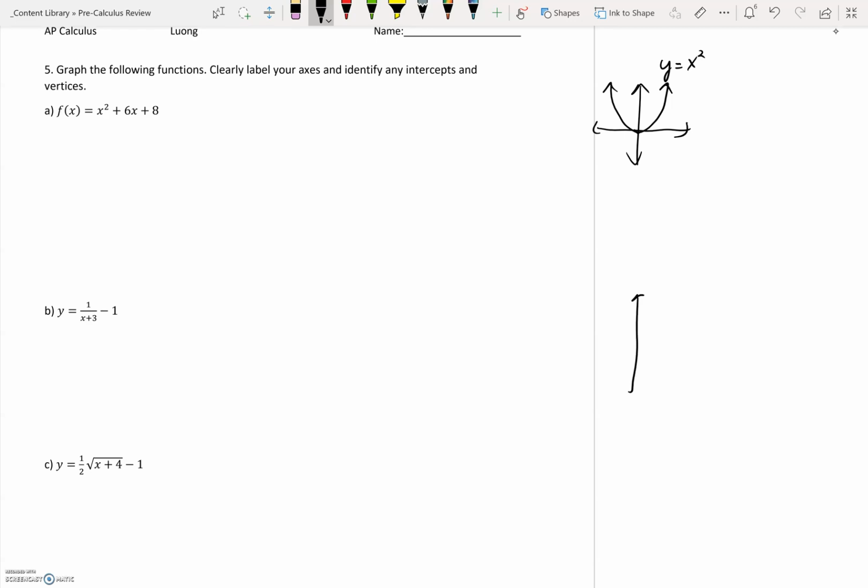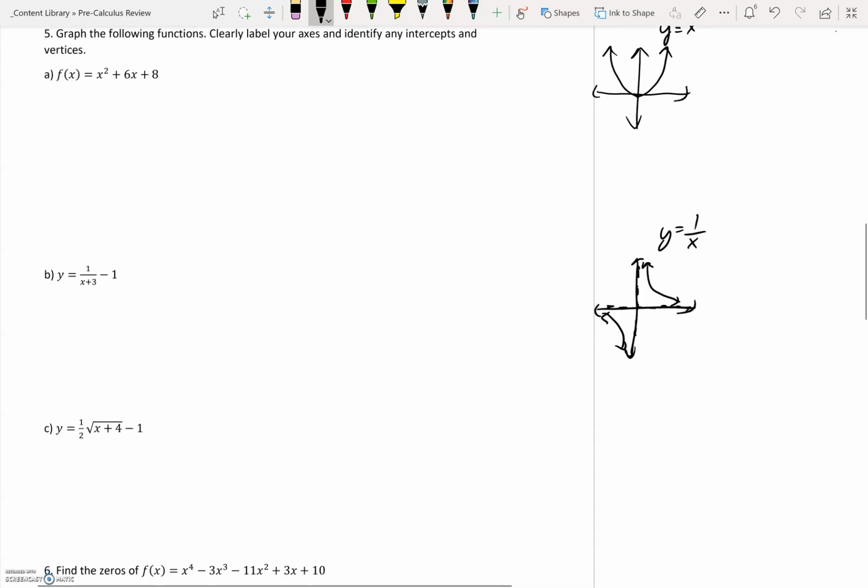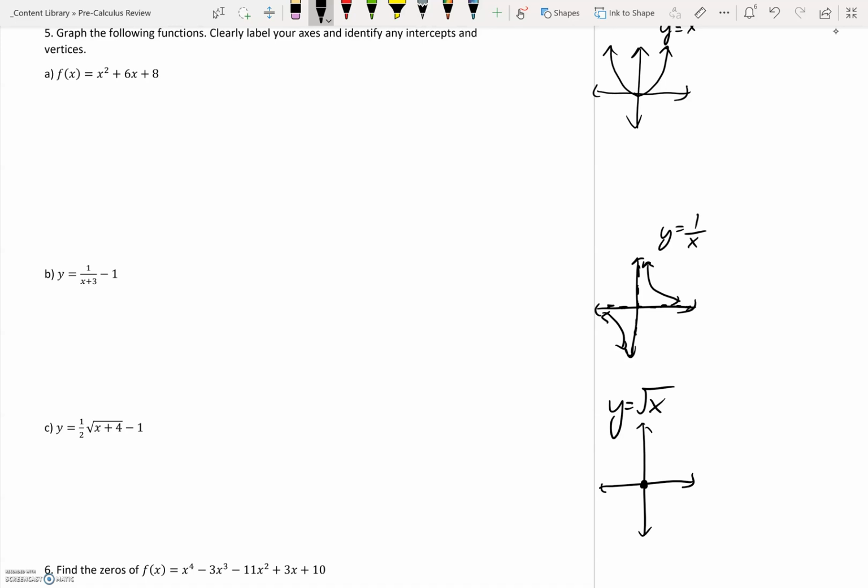For B, your normal graph would look like y equals 1 over x. You have an asymptote along x equals 0 and along y equals 0. And you get 2 arms, one in quadrant 1 and then the other one in quadrant 3. And then your radical, square root of x, starts at (0, 0) and then moves on.